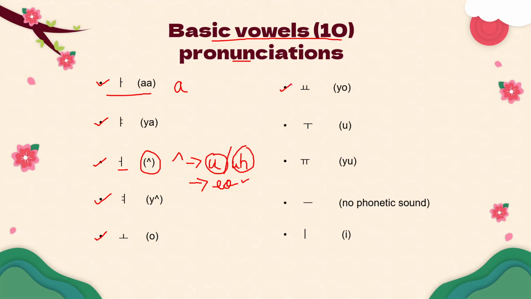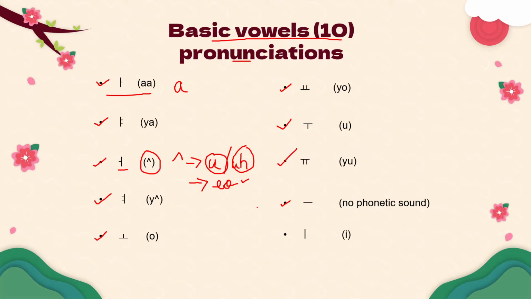Now this one is yo. It is the same. It is written yo only. This one is yo. This one is oo. And this one is you. The pronunciation and the writing are also the same. Oo, you.